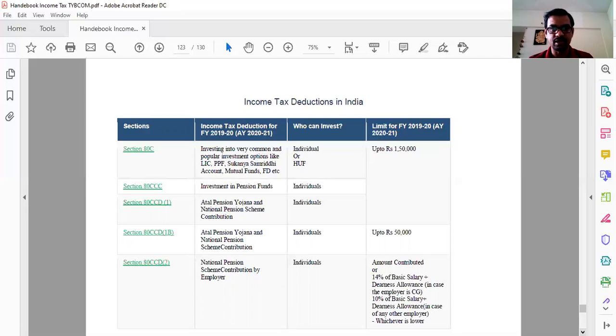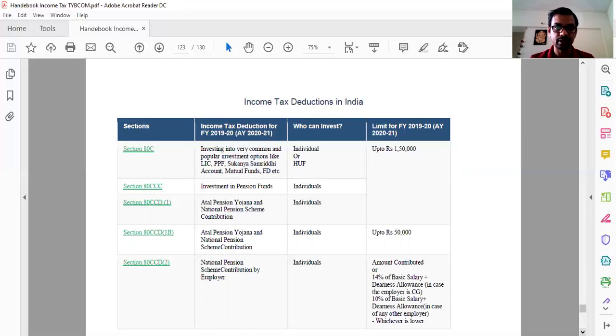Who can invest? Individual or Hindu undivided family, they can invest. And how much amount is available as deduction? Up to rupees 1,50,000 is available as deduction. If the amount is more than 1,50,000, at that time only 1,50,000 is deductible. If it is less than 1,50,000, then the full amount is deductible. So that is section 80C.